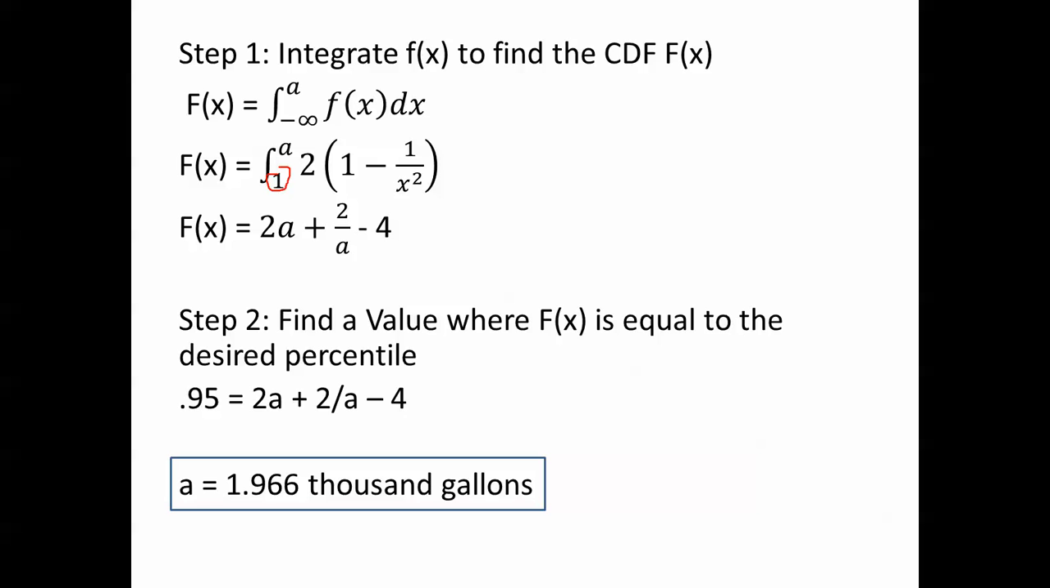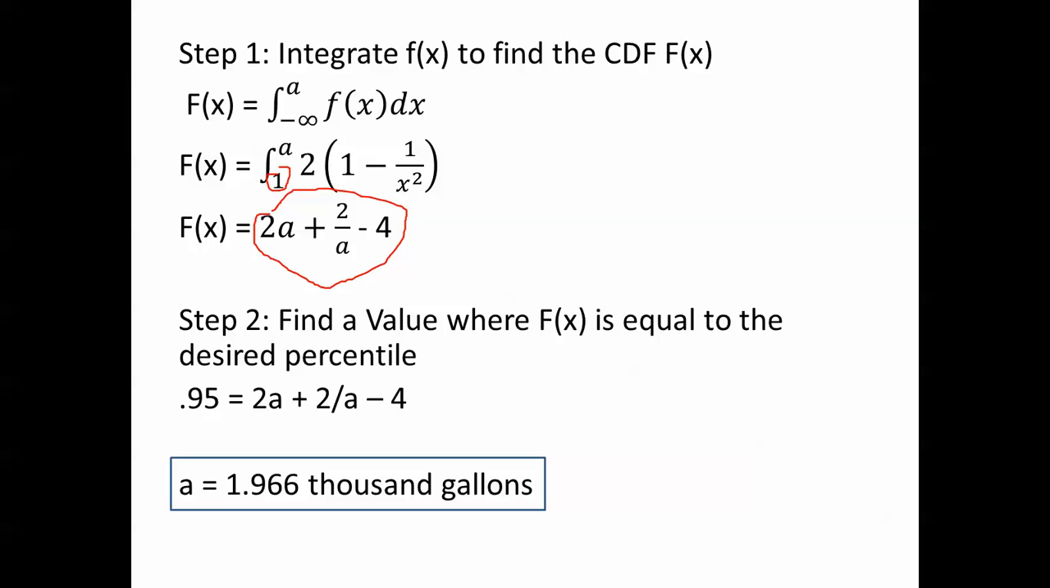After finding this integral, which is now this equation here, we then set it equal to 0.95, which is the percentile we are looking for, and solve the algebraic equation to get our desired value of a. We now know that 95% of weeks will have a demand of 1966 thousand gallons or less.